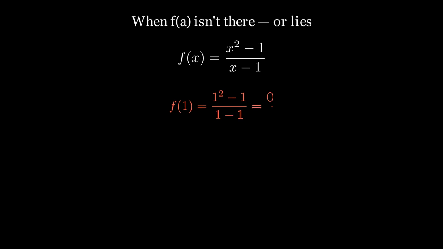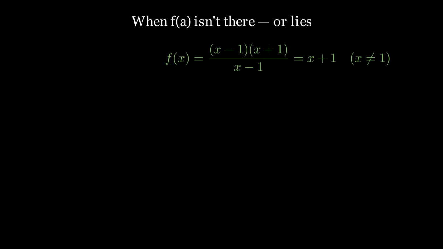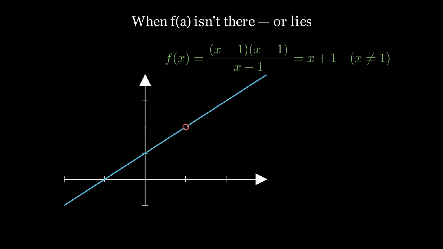Now here's the twist this whole video is really about. Take f of x equals x squared minus 1, over x minus 1. Plug in x equals 1 directly, and you get 0 over 0, undefined. Full stop. But that's not the end of the story. Factor the top, x minus 1, times x plus 1, over x minus 1. For any x other than 1, those cancel, leaving just x plus 1. So the graph is a plain straight line, with a single point punched out of it, right at x equals 1. And the limit as x approaches 1 is 2, even though f of 1 doesn't exist at all.